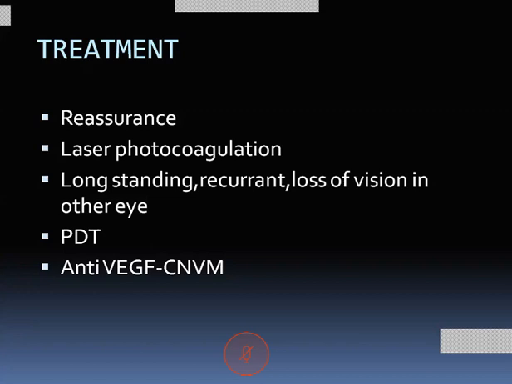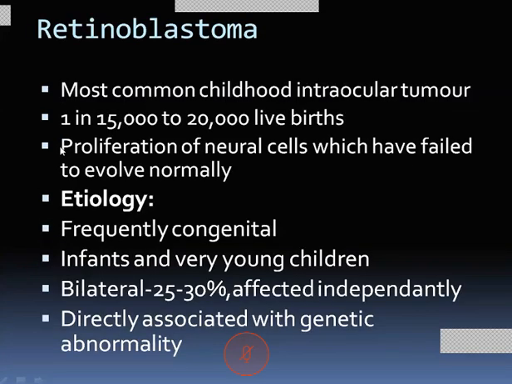Coming to the etiology, it is frequently congenital. It affects infants and very young children. It is bilateral in 25 to 30% of the cases, where the other eye is affected independently. It is directly associated with a genetic abnormality.